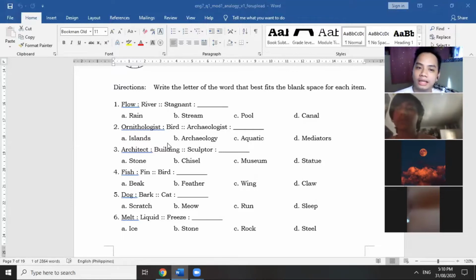How about architect? An architect is responsible for a building, while a sculptor is responsible for what?